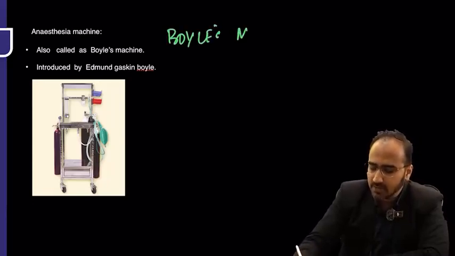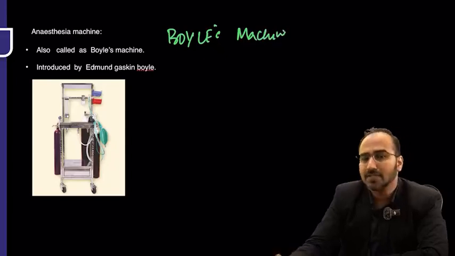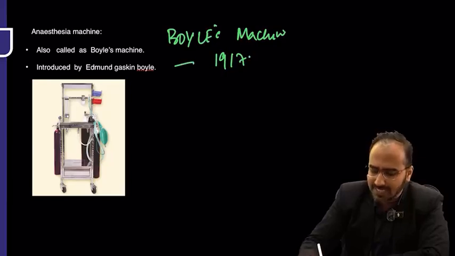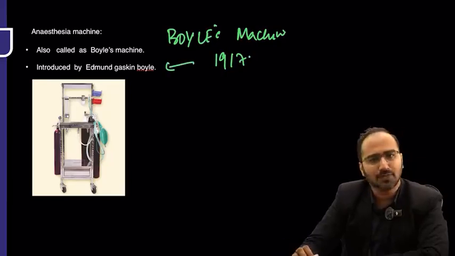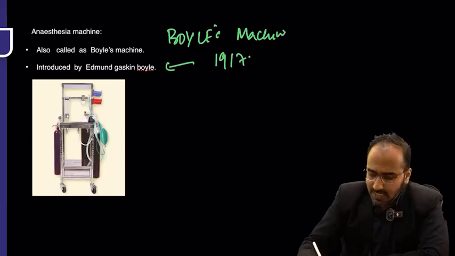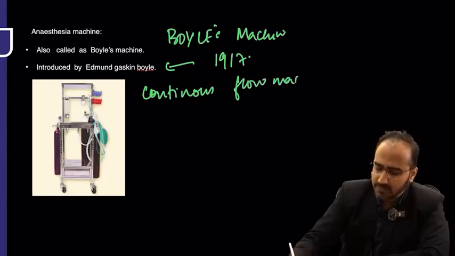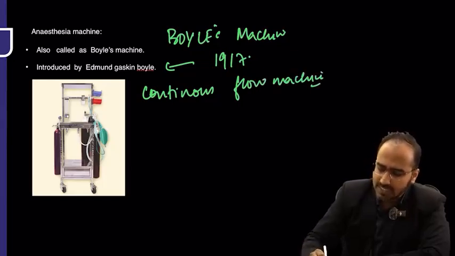Boyle's machine. This Boyle's machine was introduced in the year 1917 by Dr. Edmund Gaskin Boyle, and it is called Boyle's machine. It is a continuous flow machine. Okay.